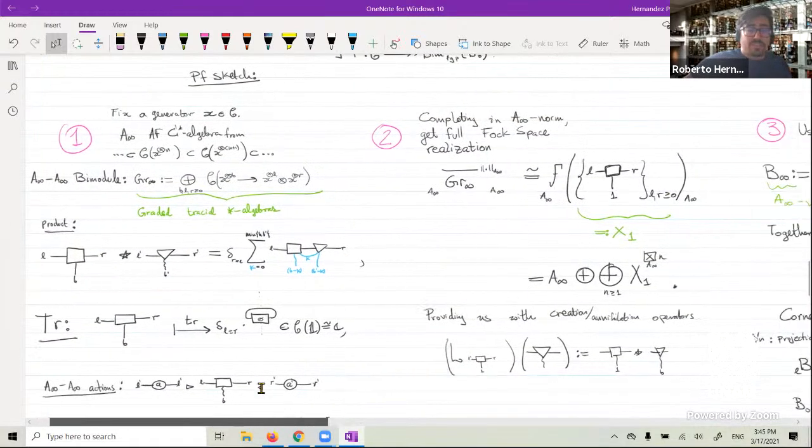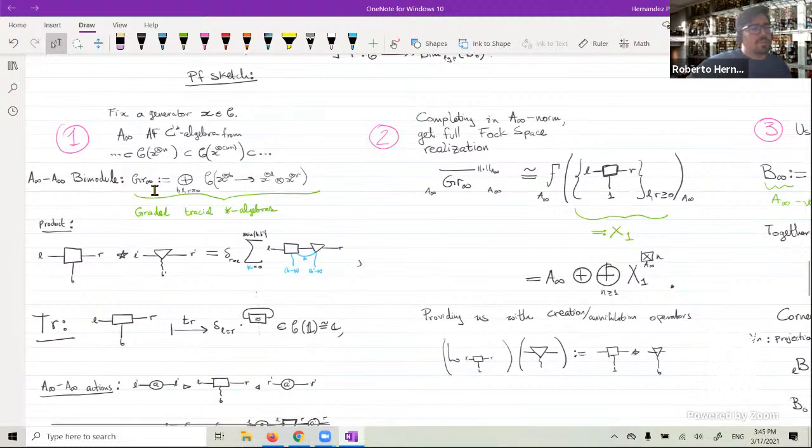And now let's do some analysis. Because in this bimodule GR infinity, we can somehow lift the C-star algebra norm to the whole module. I will really not go into the details there. But what you can do with that is then complete your module in that C-star norm. And what we will do next is identify this now complete bimodule with a full Fock space, which is really a full Fock space generated by the diagrams having only one string on the bottom. Formally, that is just the direct sum of diagrams with no strings on the bottom, and diagrams with one string on the bottom, then two strings, then three strings, and so on.